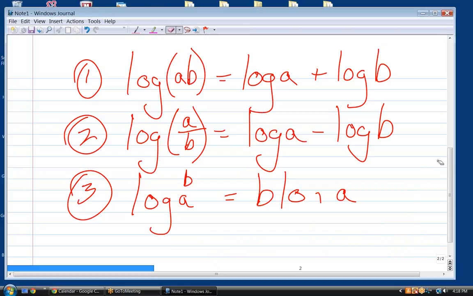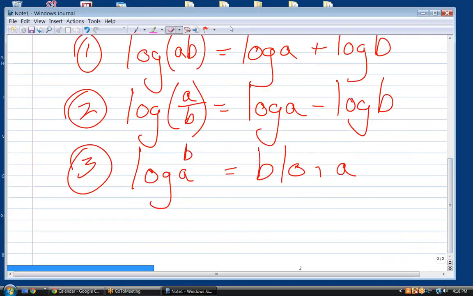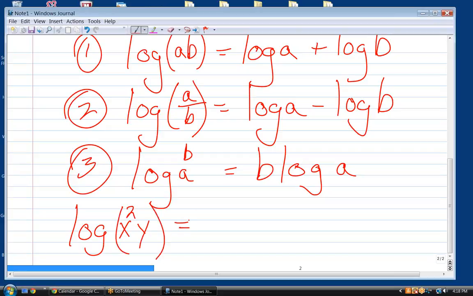So let me quiz you on that. Let me make up some problems here. If I said, what is this equal to? Expand that, based on Rule 1 and Rule 3. I don't really know. Okay, let's do it one step at a time.